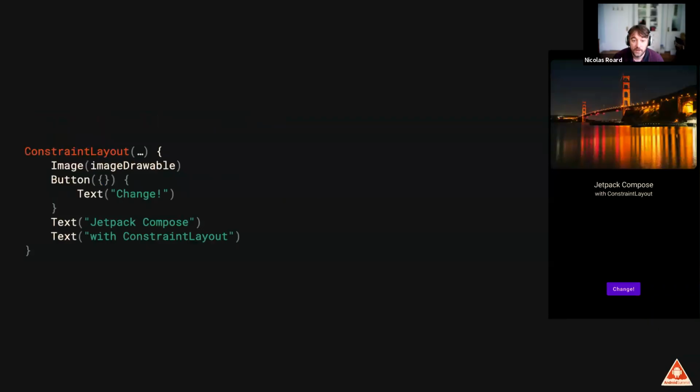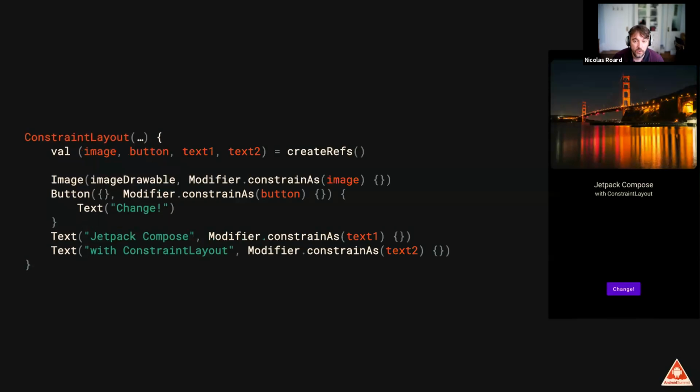So then you have to add references, right? So we have those composables. Next. And you need to reference them, because with constraint layout, the whole idea is that you can position stuff relative to one another, which means that we need to know about those elements.